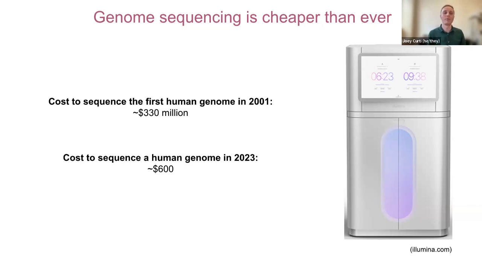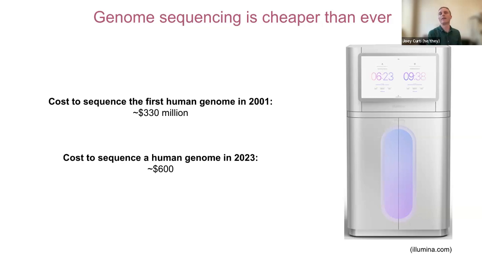So this first human genome, the effort from all these different institutions, cost approximately $330 million, which is an incredible amount of money. Cut to modern day, in 2023, it costs about $600 to sequence a human genome. Obviously this is several orders of magnitude smaller. And the reason we're able to do this so cheaply is that the technologies that allow us to sequence genetic data have been advancing rapidly over this period of time.